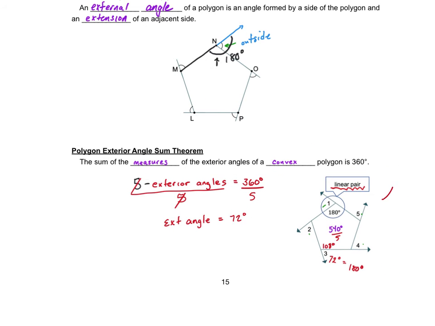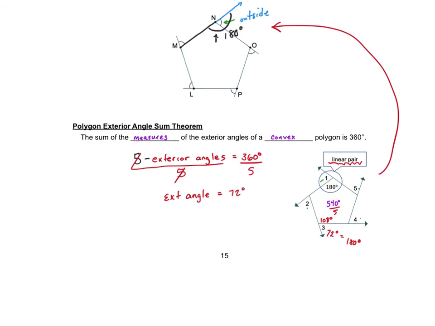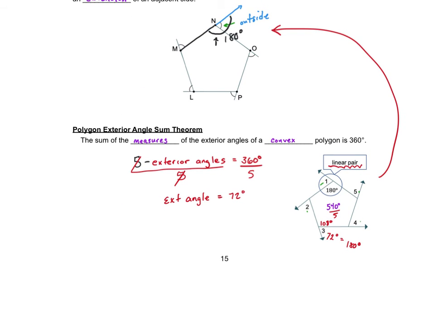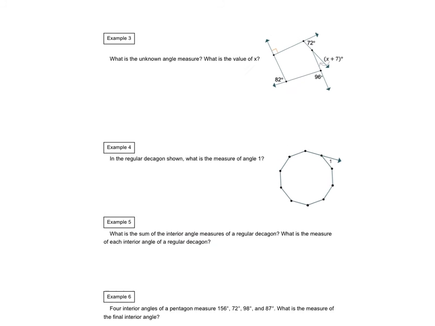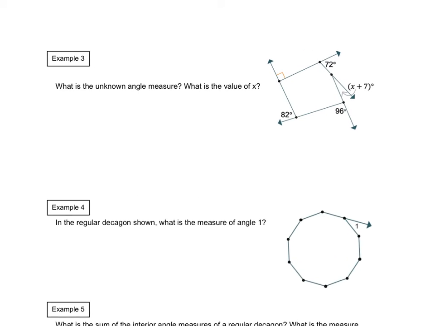And which is talking about this linear pair. So the interior and the exterior angle are supplementary to each other. Add them together, they form 180 degrees. So that is using, or looking at, that exterior angle sum theorem. So let's go ahead and knock some examples out here.